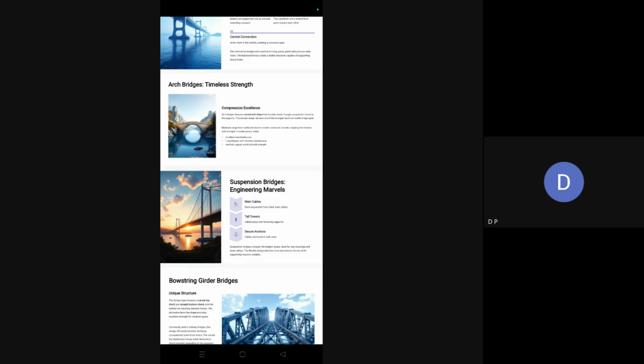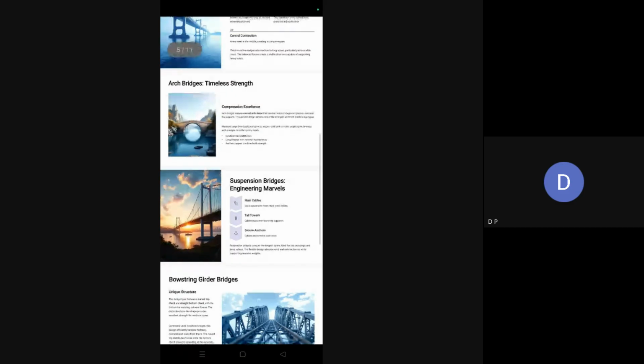Materials range from traditional stone to modern steel and concrete, adapting the timeless arch principle to contemporary needs. Excellent load distribution, long lifespan with minimal maintenance, aesthetic appeal combined with strength.